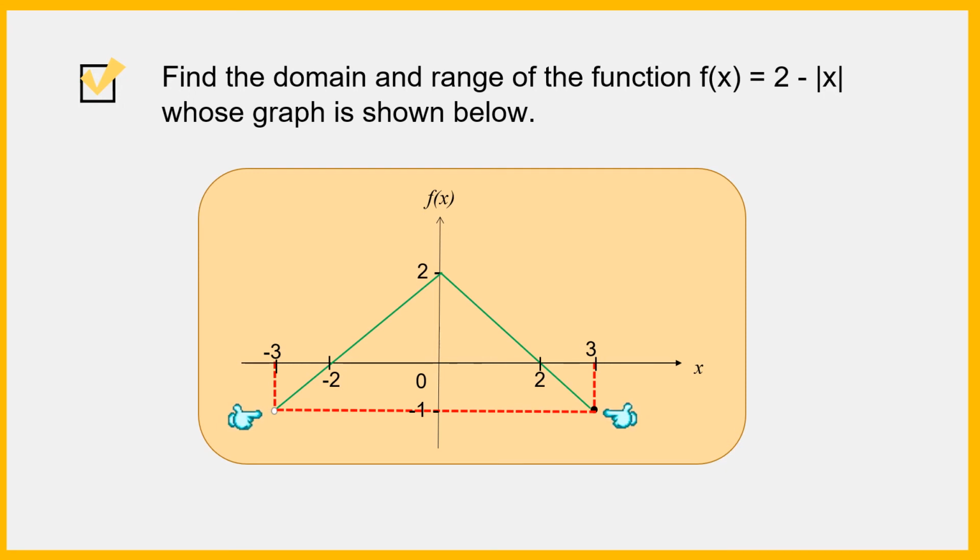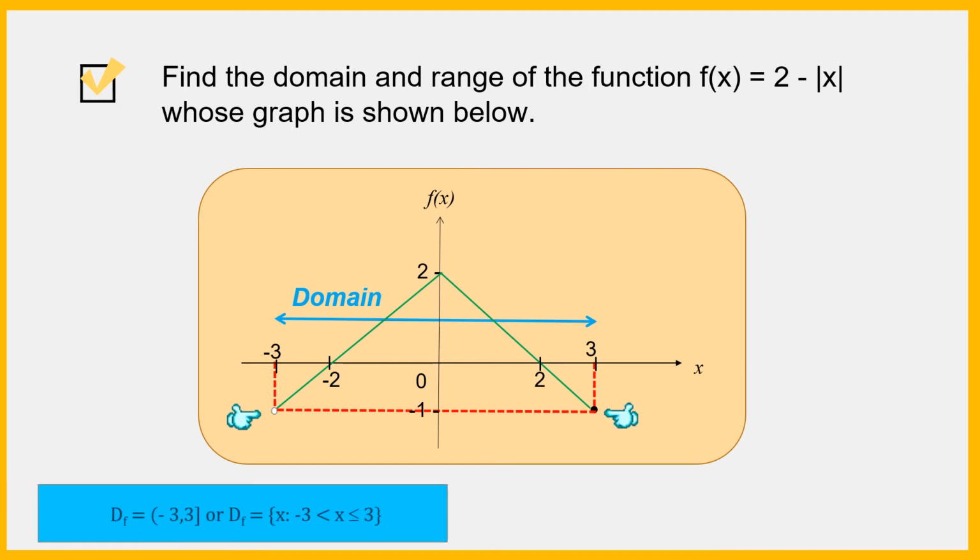Thus, the domain of f is the horizontal extent that takes the values of x from negative 3 to 3, and can be written, in interval form, as (-3, 3]. Square brackets indicate that 3 is included, round brackets indicate that negative 3 is not included. Or the domain in set form is x such that x is greater than negative 3 but less than or equal to 3.